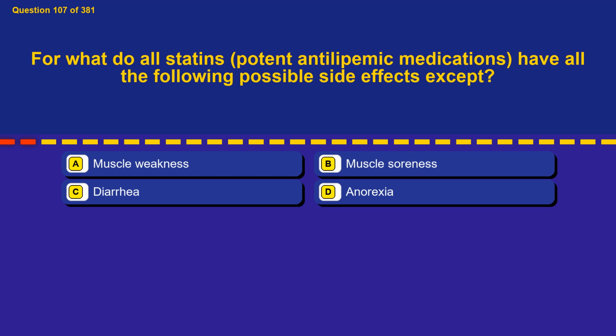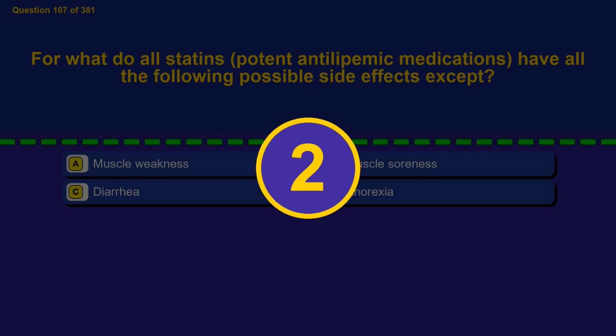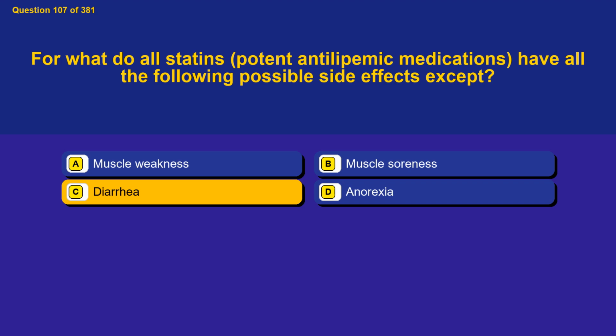Question 107. All statins, potent antilipemic medications, have all of the following possible side effects except? Option A, muscle weakness. Option B, muscle soreness. Option C, diarrhea. Option D, anorexia. The correct answer is option C, diarrhea.